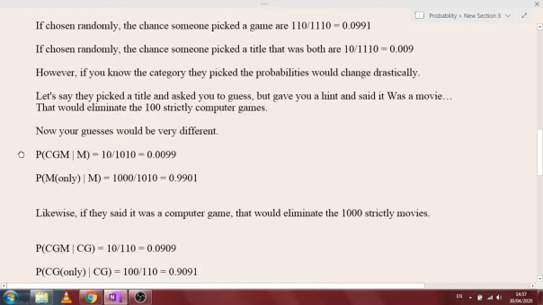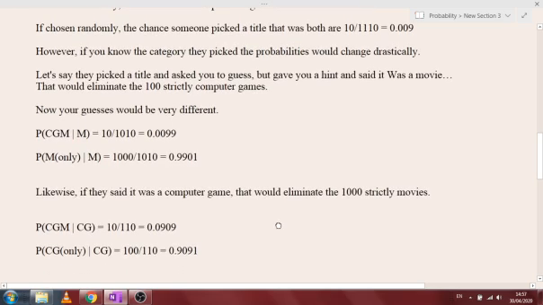So again, your probabilities have changed. The chances that you'll be watching a computer game movie, given that it is a computer game, well, that's 10 out of 110. So there's that chance you're going to be sitting down watching a movie. And are you going to be playing a computer game, given that it's a computer game? Well, that's the other 100 out of the 110. So this conditional probability switches around what's going to be happening.